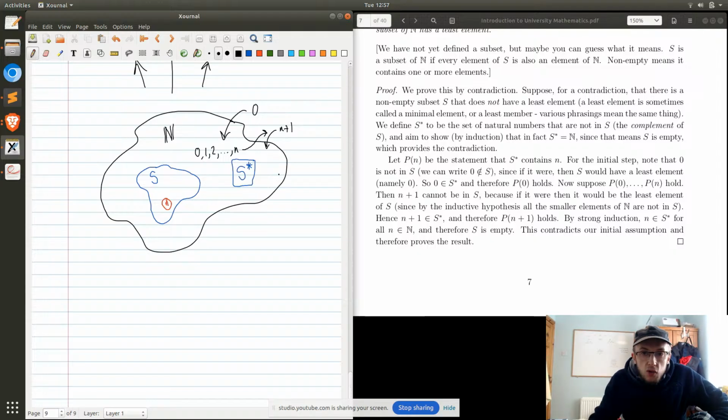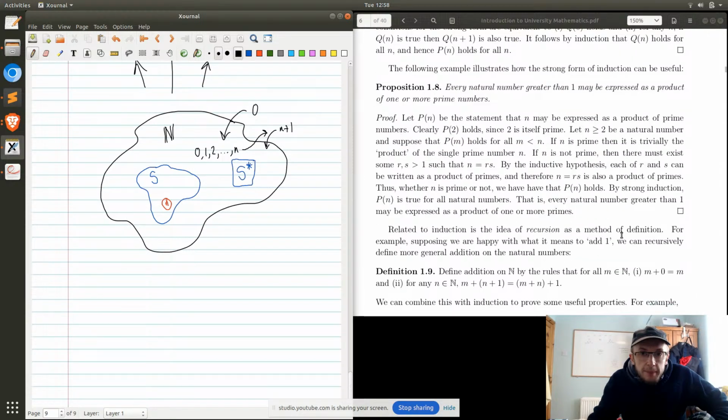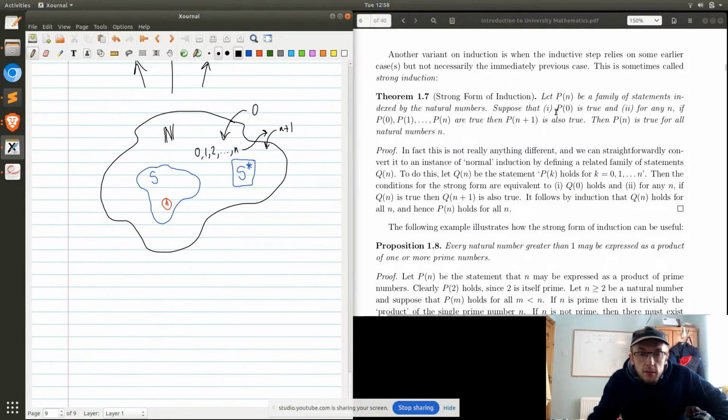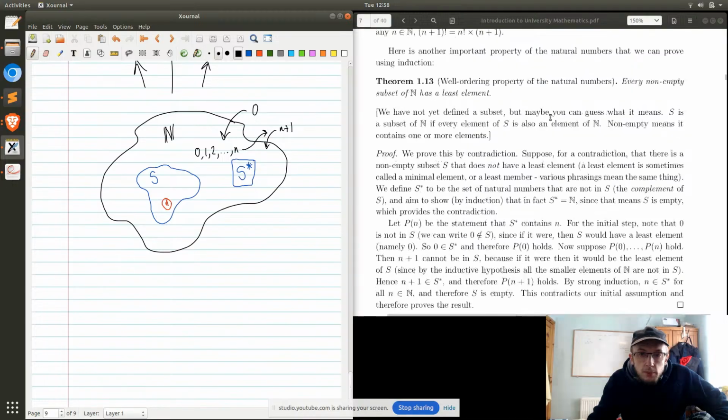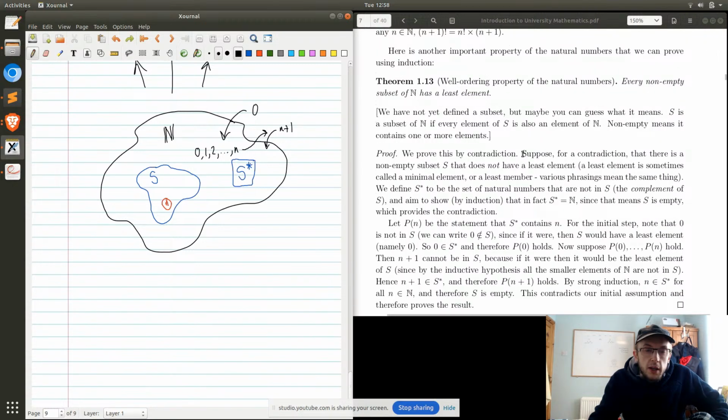And so by strong induction, which is here, 1.7, n is in S star for all natural numbers n. And therefore, S has to be empty, which contradicts our initial assumption that it's not, which proves the result. All the natural numbers have to be well ordered because of this.